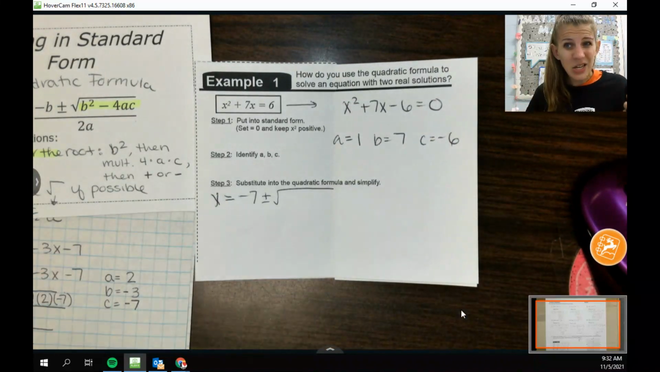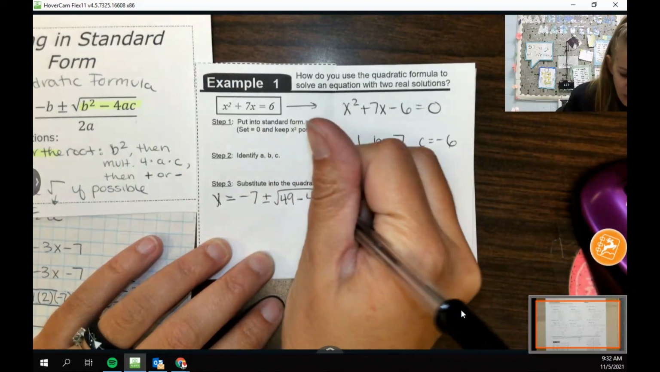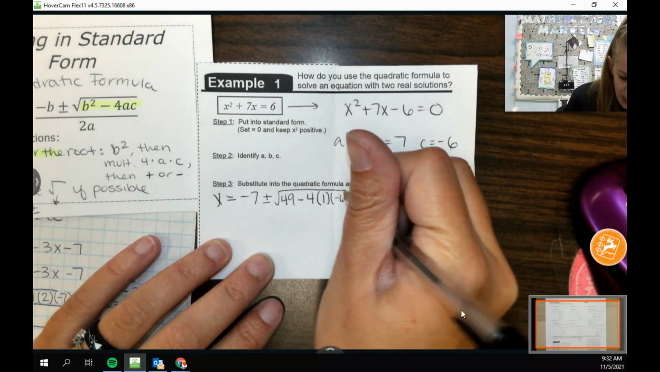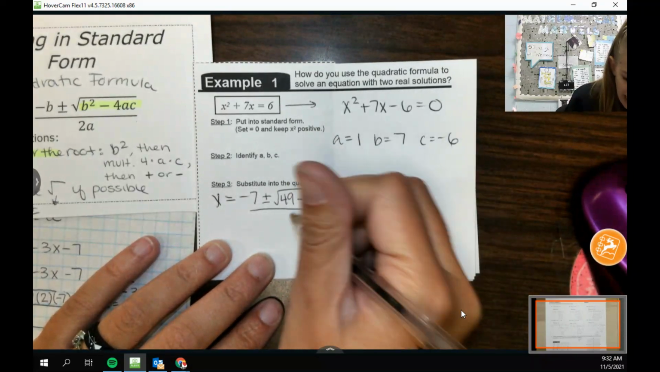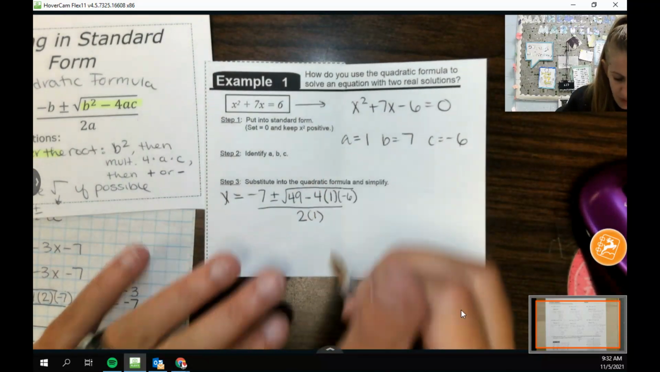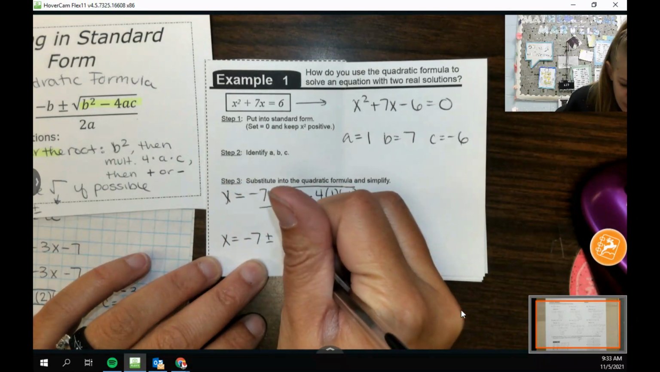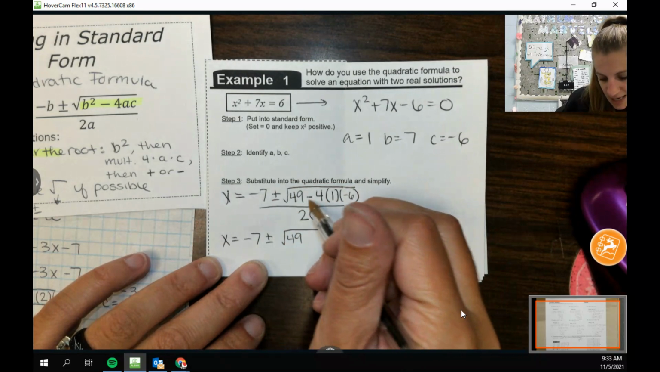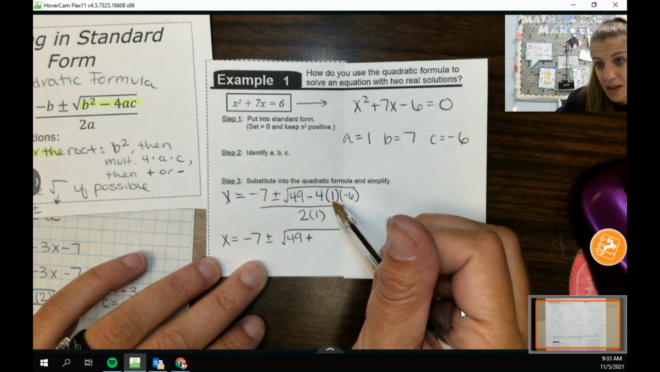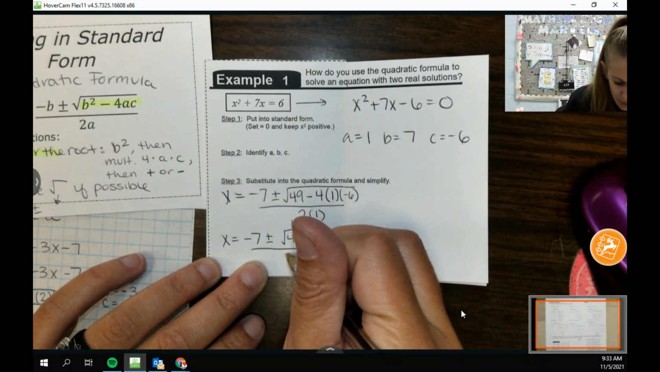Now, once you start getting good at this, you can probably square the thing in your head. So 49 minus 4 times a, which is 1, times c, which is -6, all over 2 times a, which is just 2, because 2 times 1. Then I can simplify more under the square root. So we want to multiply over here, and I notice the negative is going to make it a plus. The 1 kind of doesn't matter, so really it's just 4 times 6 for 24, all over 2.